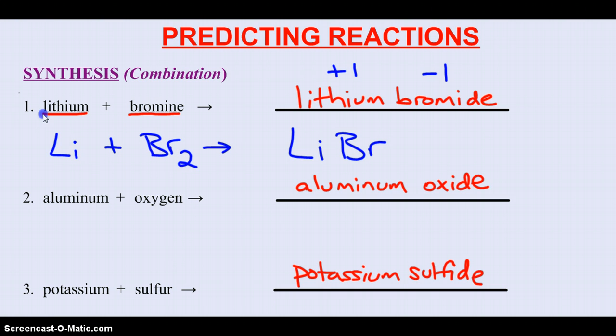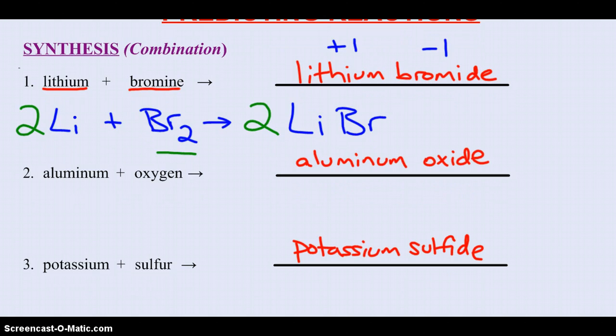And then being good chemical accountants, I notice since there are two bromines going into the reaction, I have to put a 2 there to make two bromines come out. That also makes two lithium, so I have to come back and fix that. And so now we have the complete balanced reaction of when lithium and bromine combine. I'll leave those other two for you to try on your own and give you the answers later.